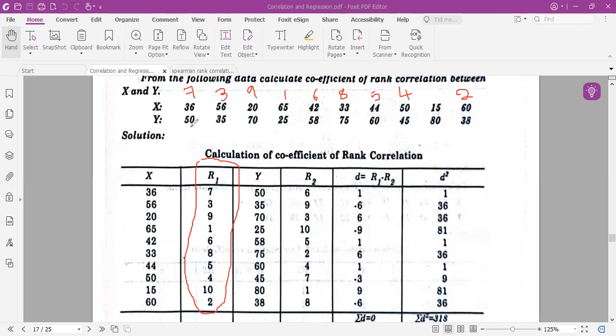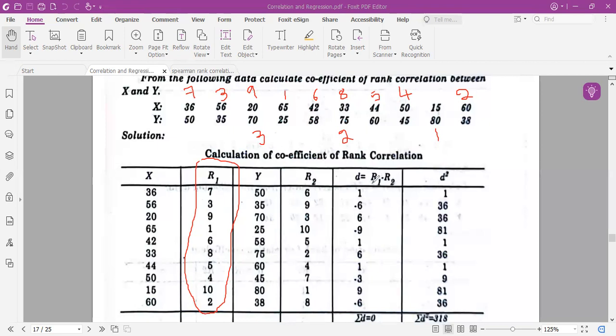Similarly here, if you take the Y series, the first rank goes to 80. The second rank will be 75. The third rank goes to 70. So like this, you can put the ranks. Correspondingly, ranks are taken here. R1 is the corresponding rank for the X values, and R2 is the corresponding rank for the Y values.